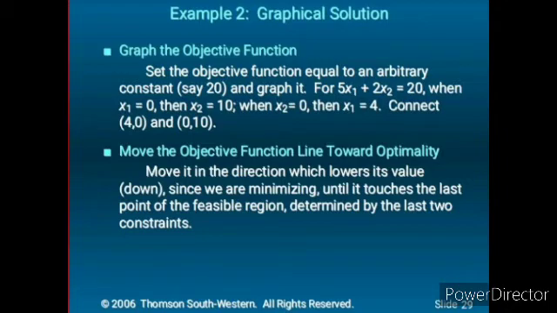Connect 4, 0 and 0, 10. Moving on, move the objective function line toward optimality. Okay? Move it in the direction which lowers its value because it is a minimization problem. Okay? Since, sabi dito, we are minimizing until it touches the last point of the feasible region determined by the last two constraints. Okay? So, in the next graph, makikita natin yung mga sinasabi dito.